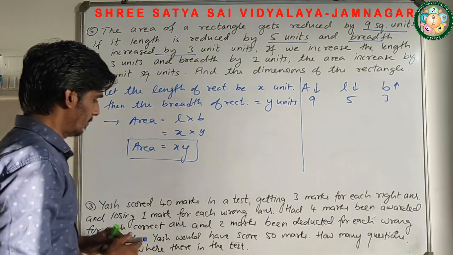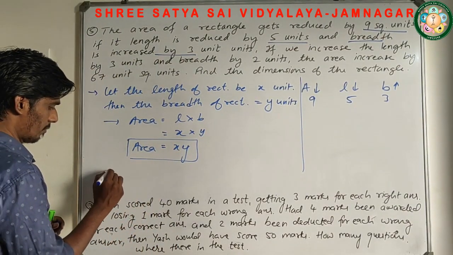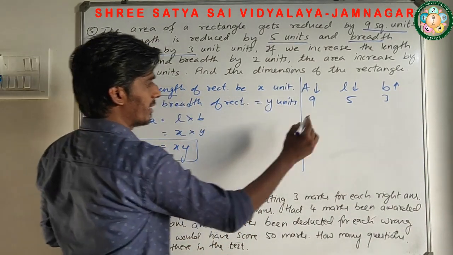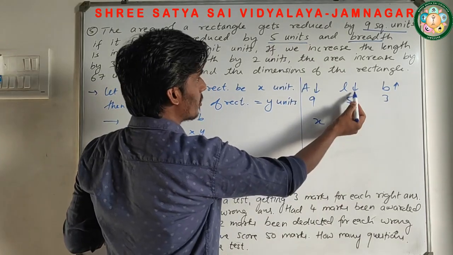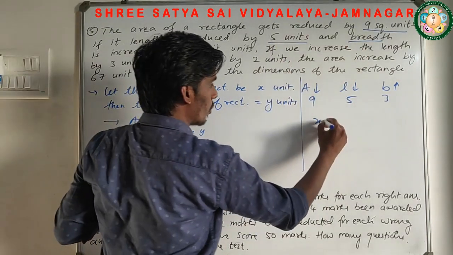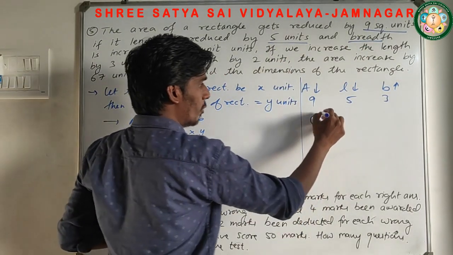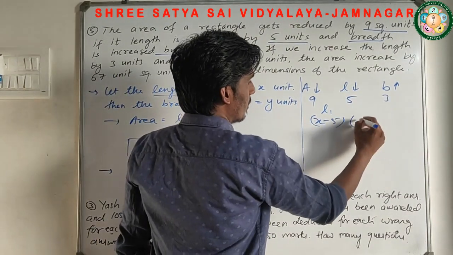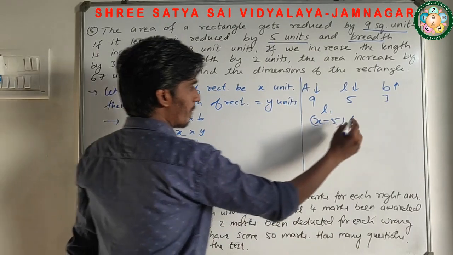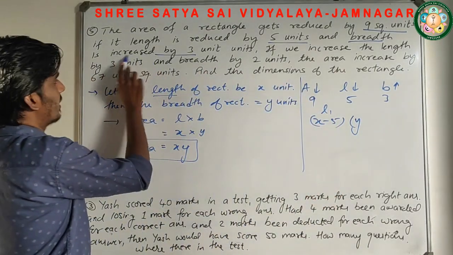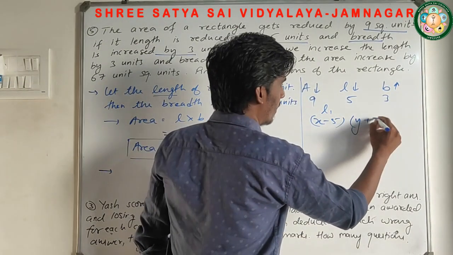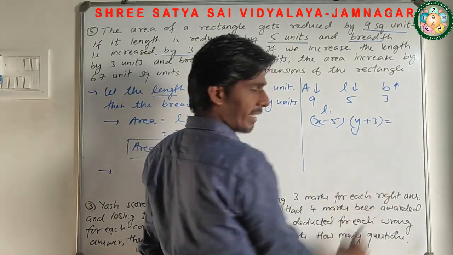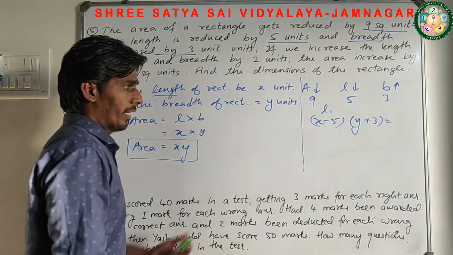So we can say, what is the original length? Original length is x. How much is it reduced? Length is reduced by 5. So x minus 5 is the new length. Same way, what is the new breadth? Breadth is y, increased by 3. So y plus 3. This is length, this is breadth. Length into breadth is area only.